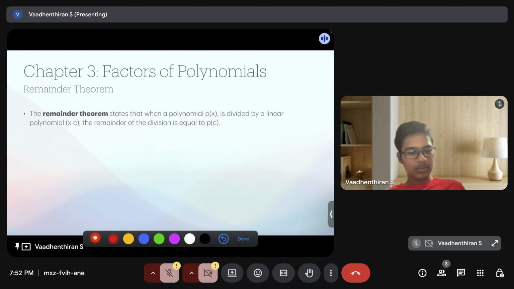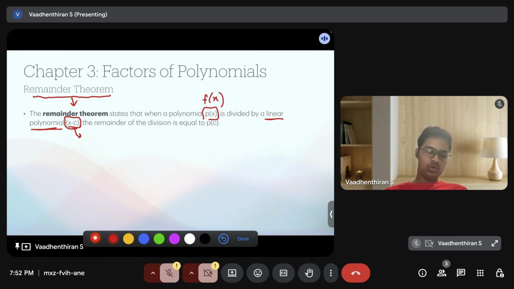Now let's move on to the remainder theorem. The remainder theorem is just the converse of the factor theorem. It states that when a polynomial p of x, or you can call it f of x also, is divided by a linear polynomial, it should be a linear polynomial as we said before, not x squared or something raised to the power 2. The x should be raised to 1.